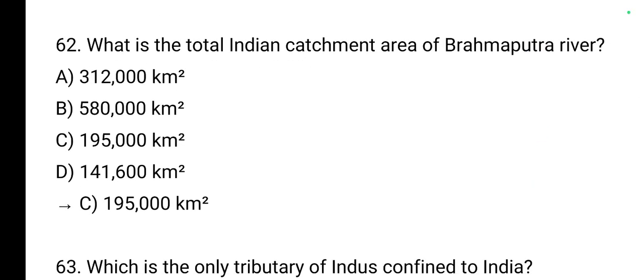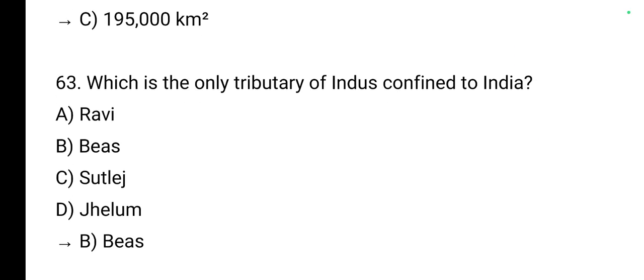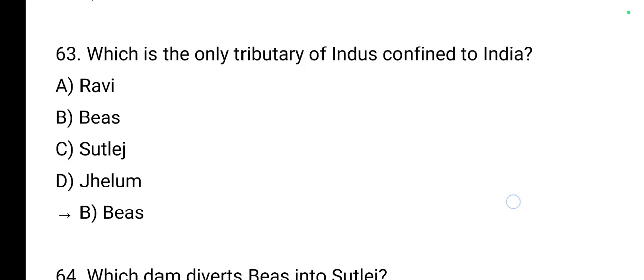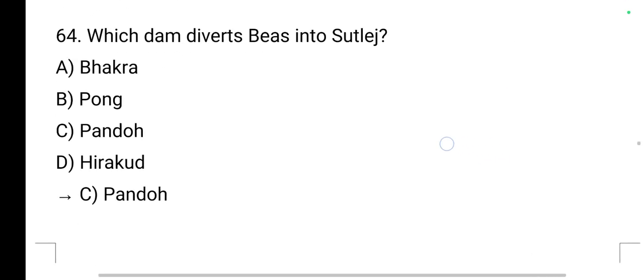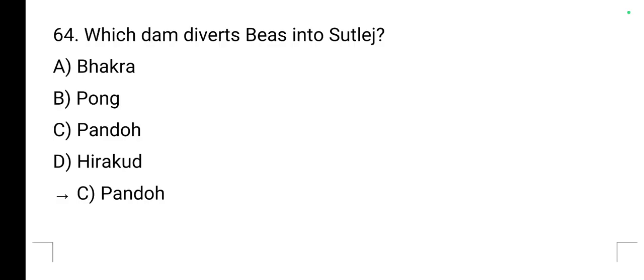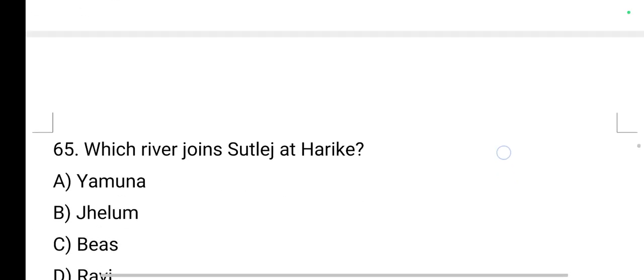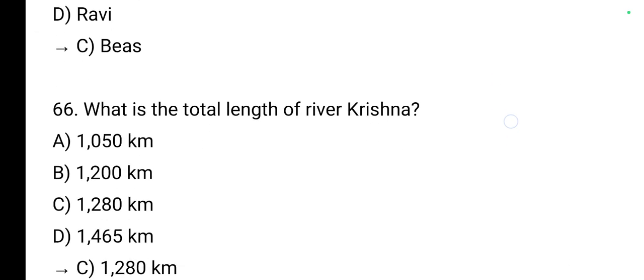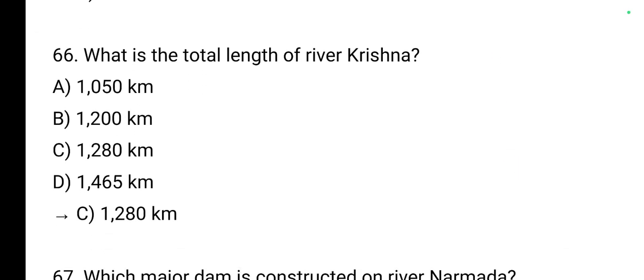What is the total Indian catchment area of Brahmaputra river? So it is 1,95,000 km square. Which is the only tributary of Indus confined to India? So it is Beas. Which dam diverts Beas into Satluj? So it is Pandoh. Which river joins Satluj at Harike? So it is Beas.